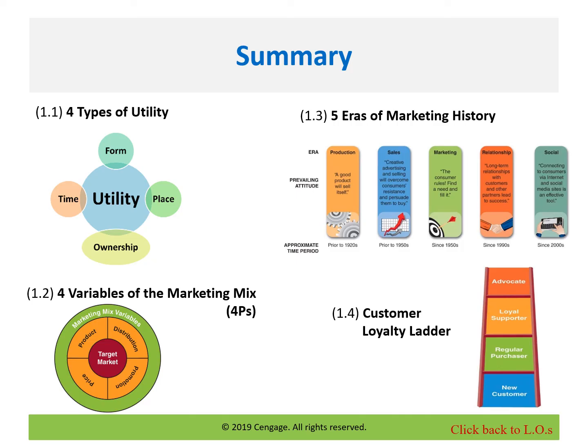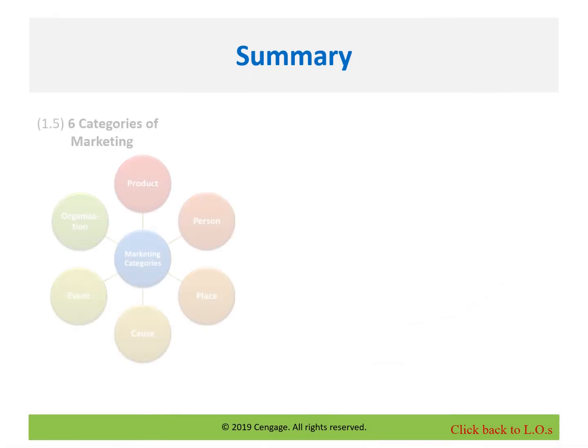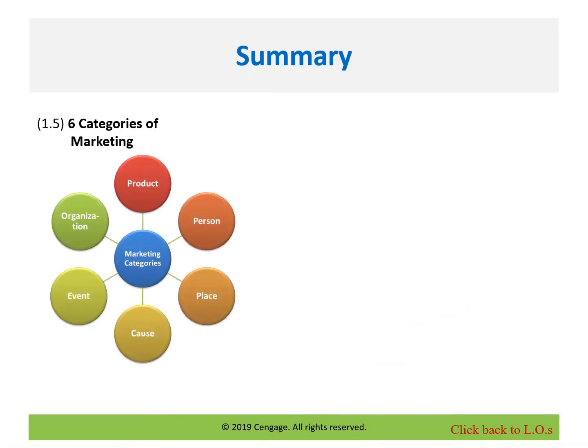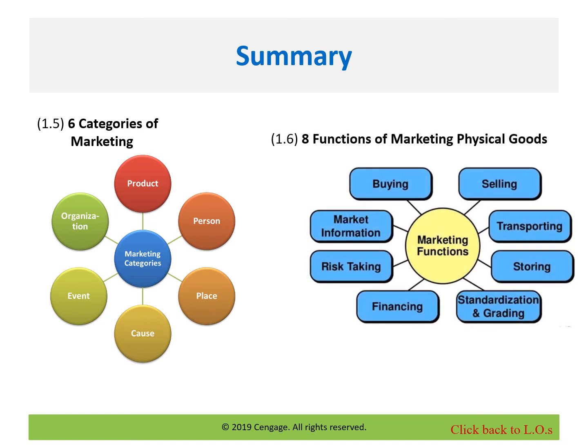Next, we talked about how a customer moves from being a new customer up the loyalty ladder and becomes an advocate of the product of the business. Next, we talked about the 6 categories of marketing, namely the product, person, place, cost, event, and organization marketing. Lastly, we mentioned the 8 functions of marketing physical goods, which are selling, transporting, storing, standardization and grading, financing, risk-taking, market information, and buying.